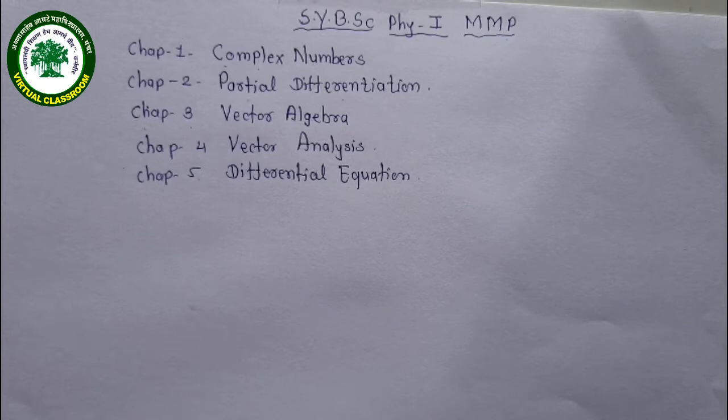This paper MMP is divided into 5 chapters. First chapter is for complex number, second for partial differentiation, third for vector algebra, fourth for vector analysis, and fifth for differential equation. Since we are going to introduce now the new chapter, that is the complex number.